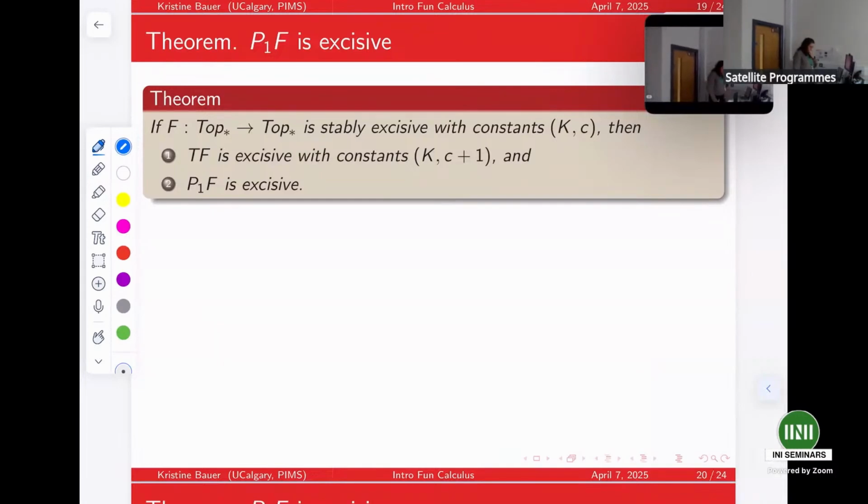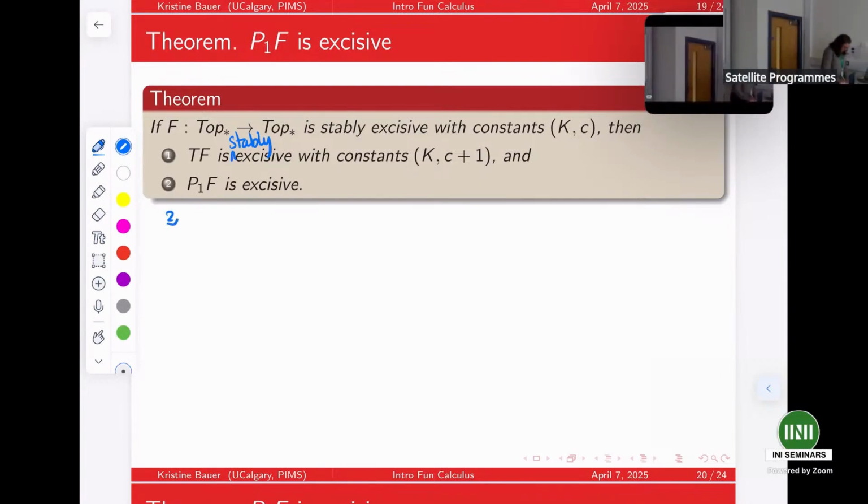All right. So here's the statement of the theorem. If F is stably excisive with constants K and C, then TF is going to be stably excisive with constants K and C plus 1. And as a result, P1 will be excisive. Because the idea is that as I continue iterating, I'll keep making it so that that constant C increases. In the limit, it's excisive. Okay, so the first thing to note is that 2 is a consequence of 1.